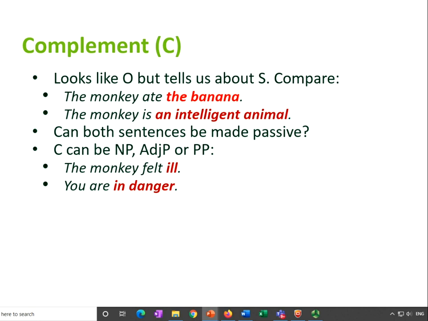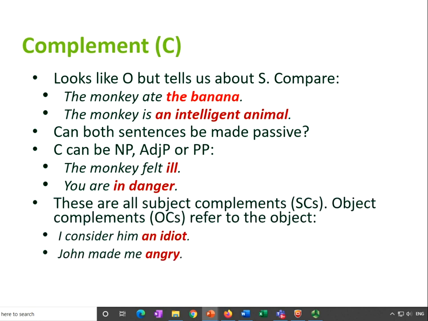The complement can be a noun phrase, an adjective phrase, or a prepositional phrase. So an intelligent animal, noun phrase. Ill, adjective phrase, the monkey felt ill. Prepositional phrase, you are in danger. Now these are all subject complements, SCs.